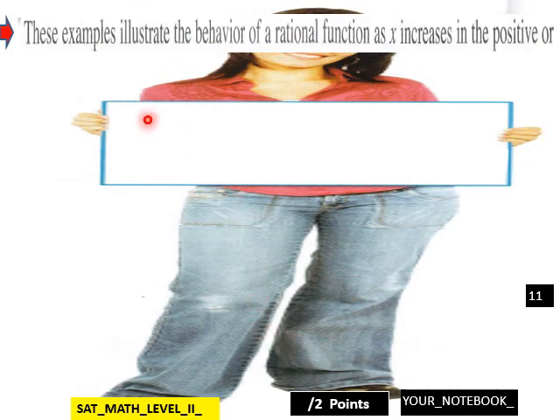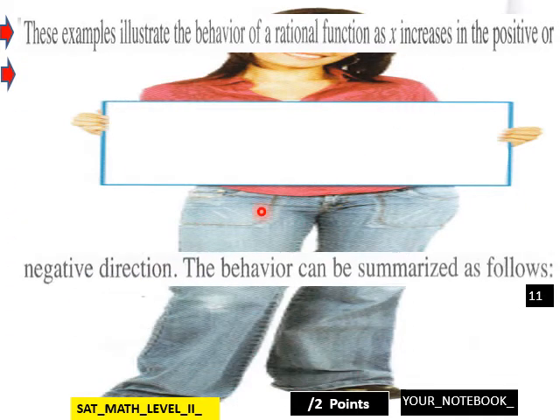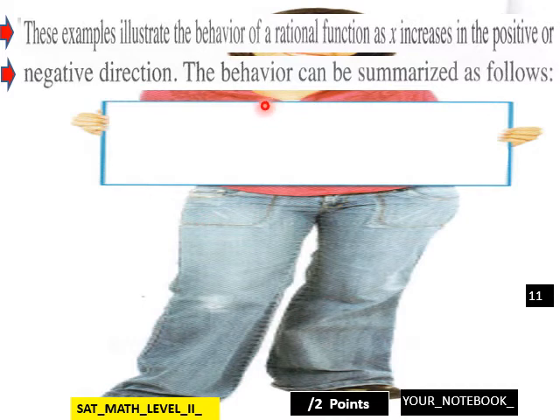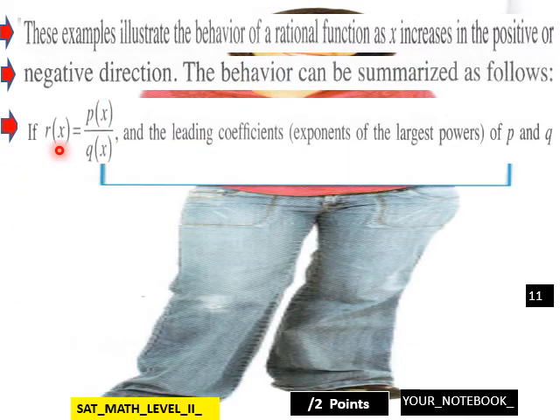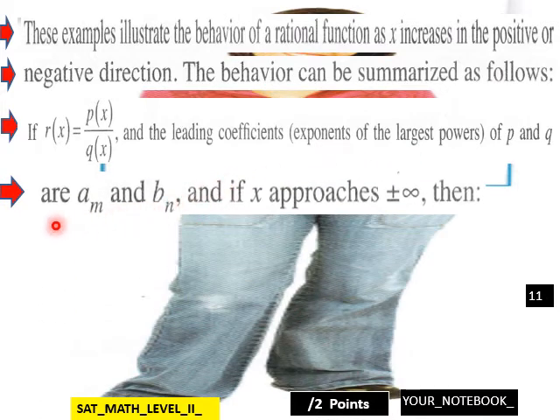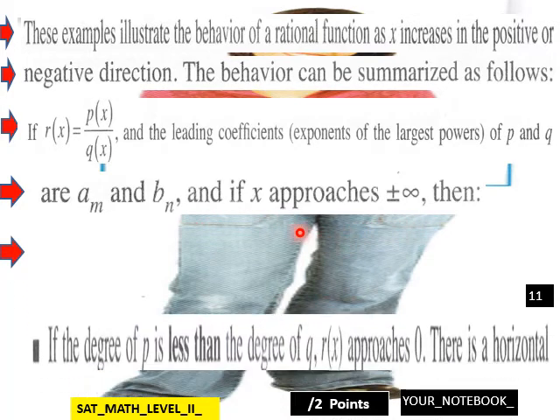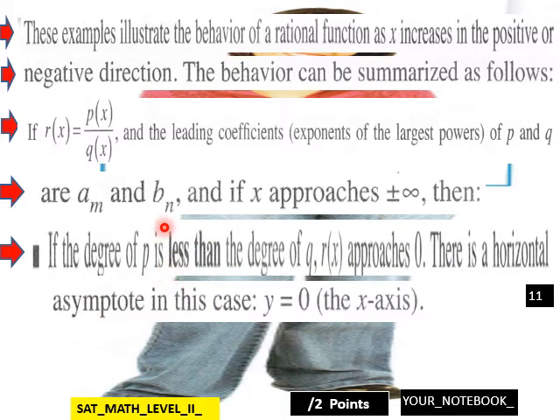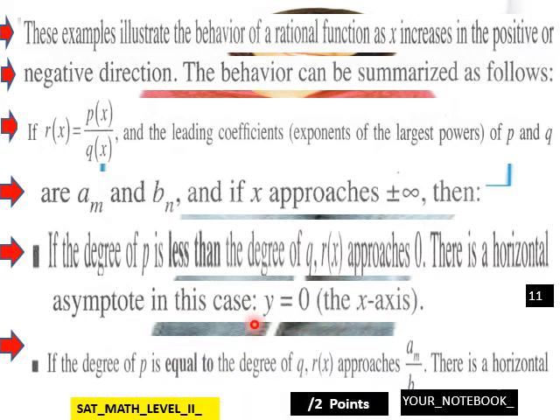These examples illustrate the behavior of a rational function as x increases in the positive or negative direction. The behavior can be summarized as follows. If r of x equals p of x over q of x, and the leading coefficients, exponents of the largest powers of p and q, are am and bn, and if x approaches plus or minus infinity, then if the degree of p is less than the degree of q, r of x approaches 0. There is a horizontal asymptote, in this case y equals 0, meaning the x-axis.